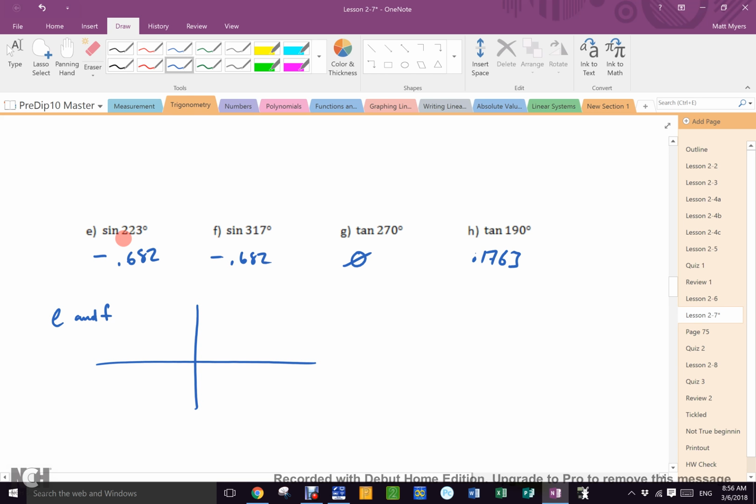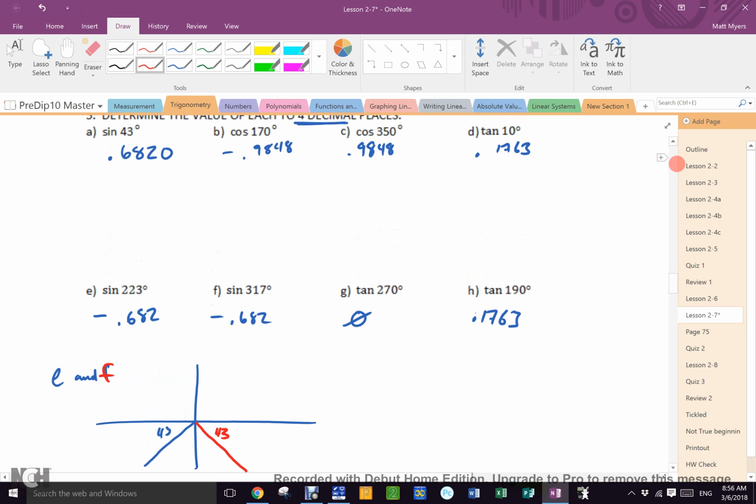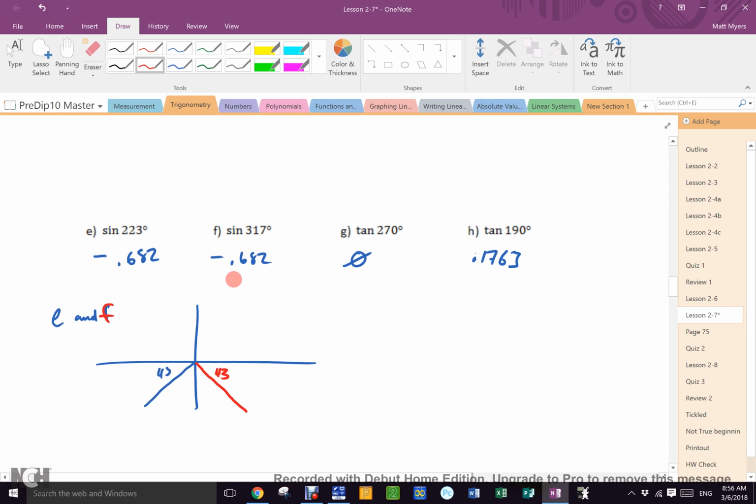Where would 223 be? Third quadrant. Down here, yeah? Everyone agree? What do I know about that? I know that all the way around is 223, and I know that the reference angle is 43, yes? Everyone agree? Okay. Where is F? It's in the fourth quadrant. Down here. What do I know about there? I go all the way around to 317, but what's the reference angle? 43. Wait a minute. 43, 43, and I got the same numbers.